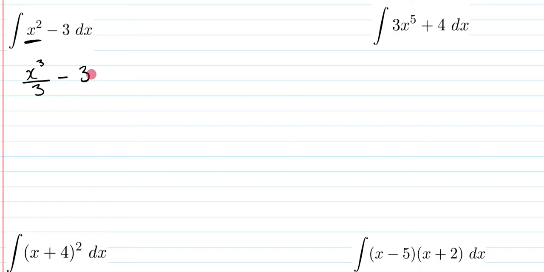Then I'm going to plus x here, and then I'm going to plus c. So remember, when you have a constant and you're anti-differentiating, you end up just adding an x to it. So that is going to be the answer to the first problem.